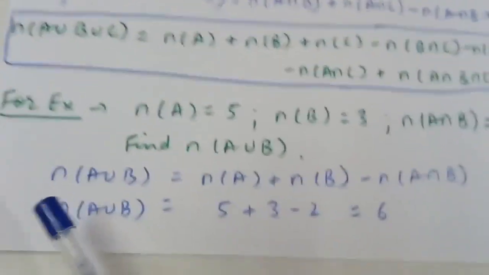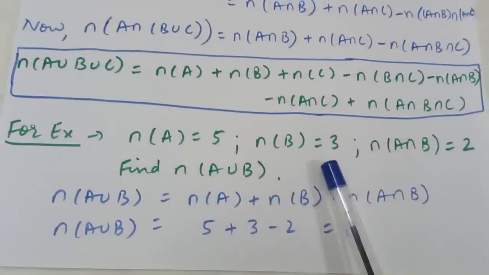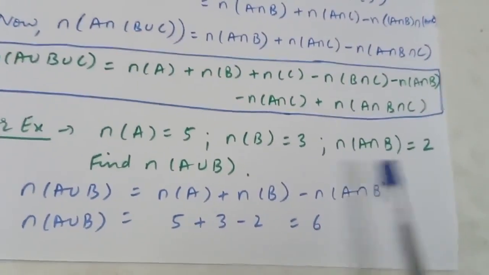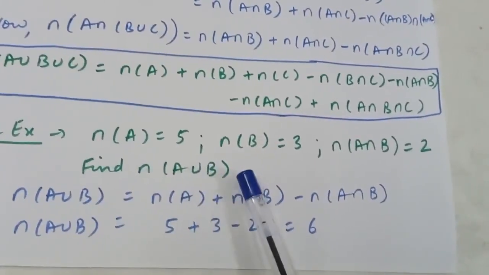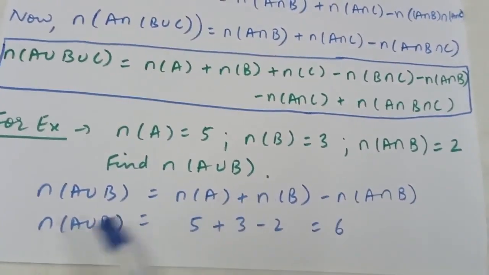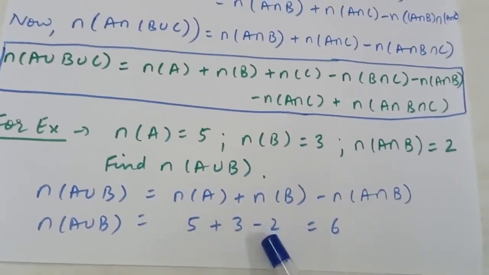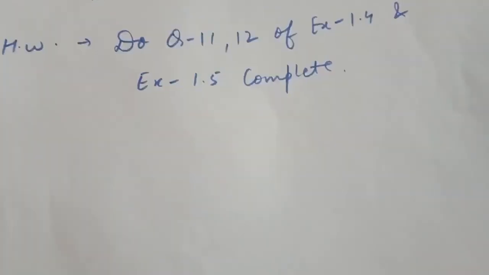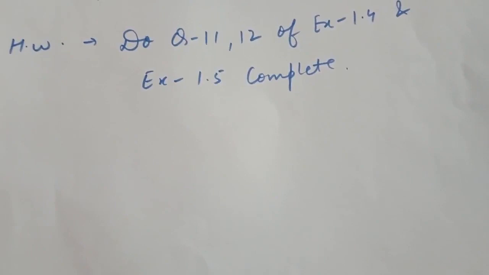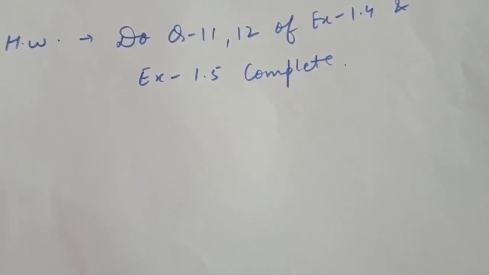Clear? Now for example, if number of elements in A is 5, number of elements in B is 3 and number of elements in A intersection B is 2, then find number of elements in A union B. So you have to directly apply the formula which is this, right? So number of elements in A union B will be 5 plus 3 minus 2, which is 6. So your homework is you have to do questions number 11 and 12 of exercise 1.4 and exercise 1.5 complete.